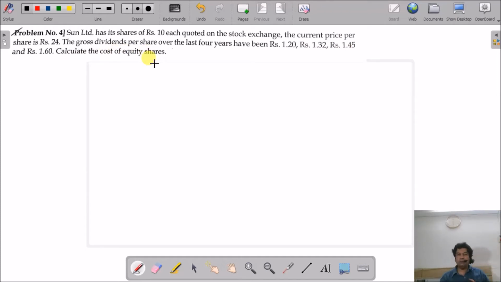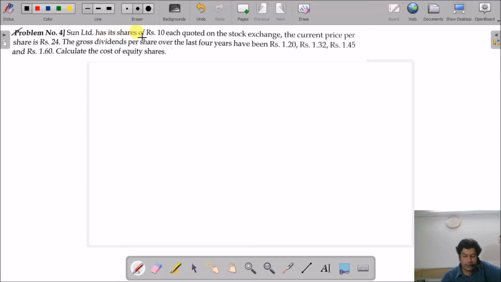Now all these questions which I am doing, I am building your concepts. Later on, what the institute is going to ask you is the weighted average cost of capital, the marginal cost of capital, which we are going to cover in the upcoming lectures. So right now I am doing the fourth sum.